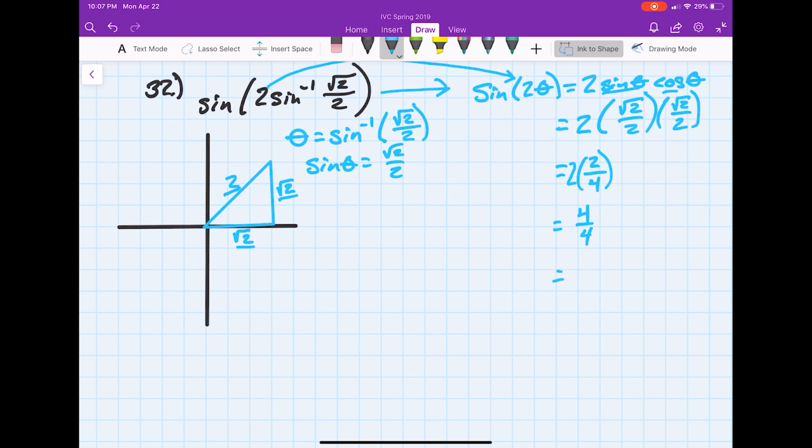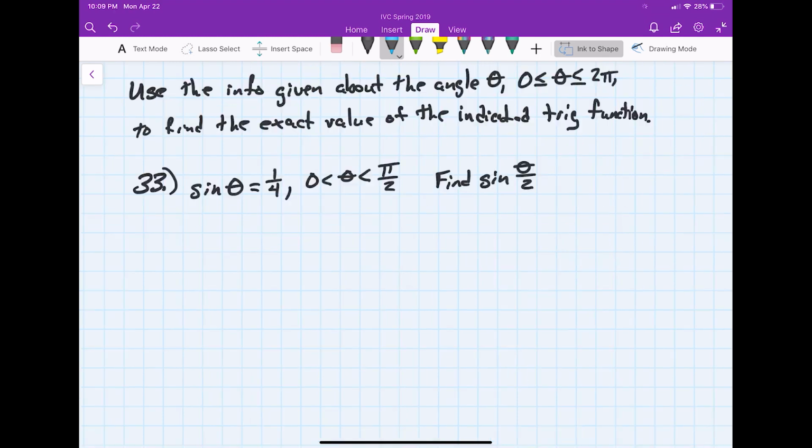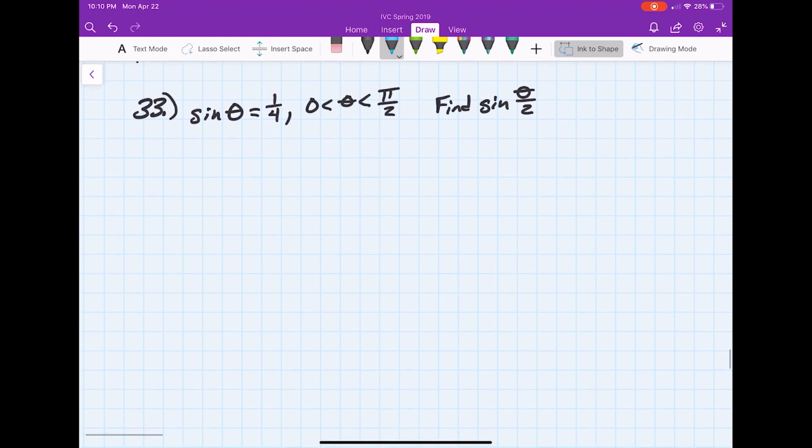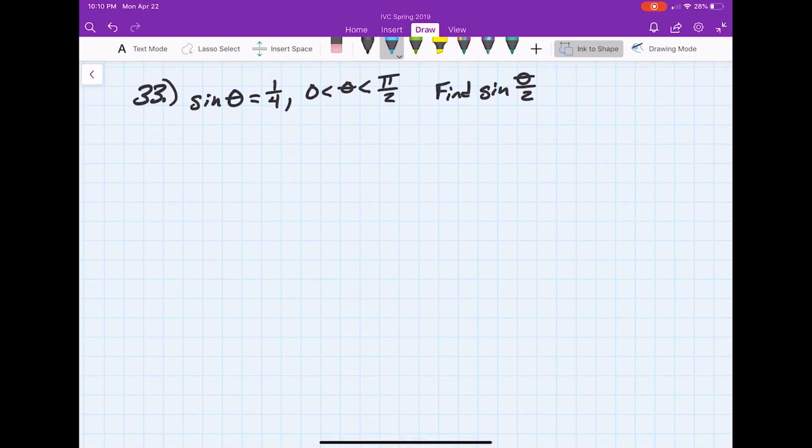And that, of course, equals 1. So number 32 done. Now these last 3 are dealing with half angle identities. So we're going to use the given info about the angle, 0 is less than or equal to theta, less than or equal to 2 pi, to find the exact value of the indicated trig functions.